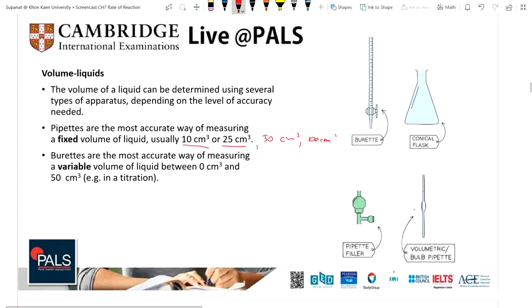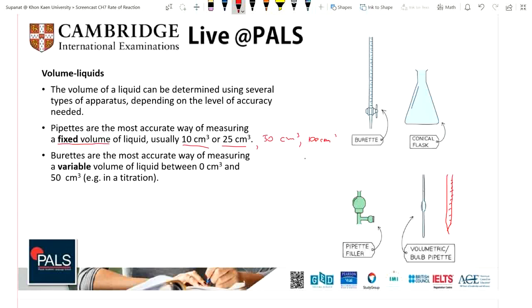So here is the volumetric pipette, and we have another kind of pipette we call the graduated pipette. The volumetric pipette has a fixed volume of liquid. It depends on the size of the pipette. Usually it's going to be 10, 25, 50, or 100 centimeters cube, respectively.